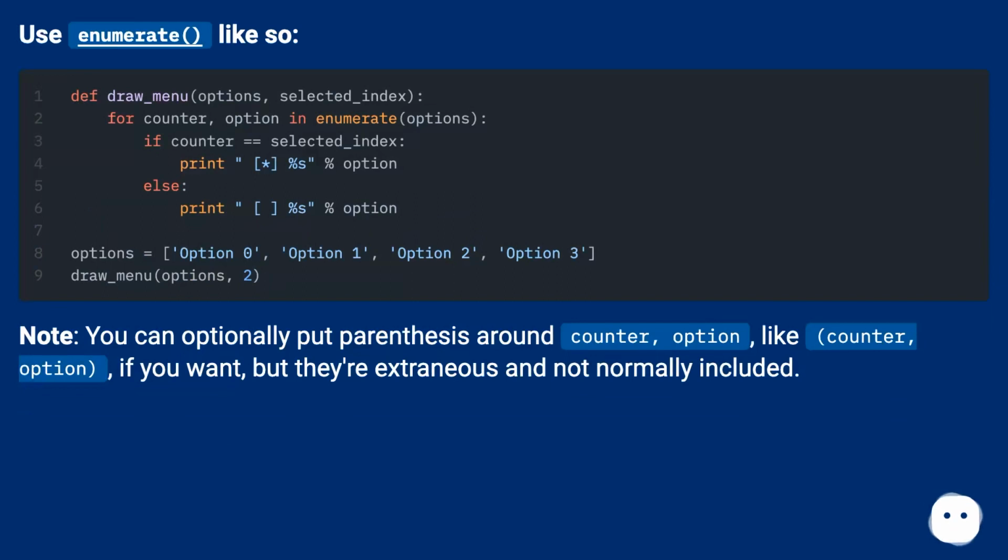Use enumerate like so. Note, you can optionally put parentheses around counter, option, like (counter, option), if you want, but they're extraneous and not normally included.